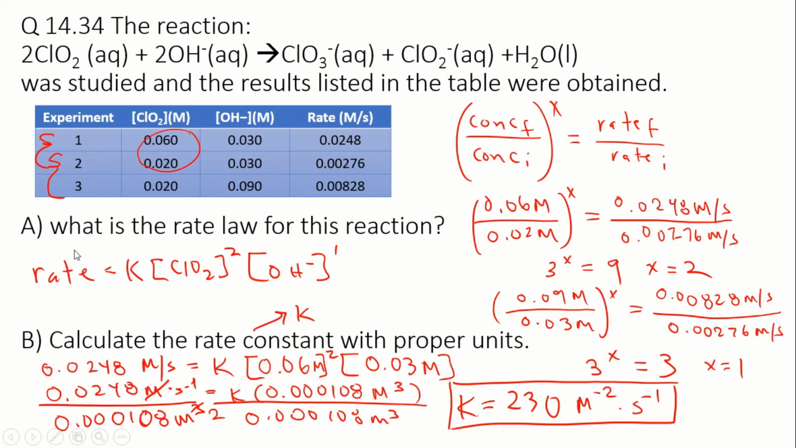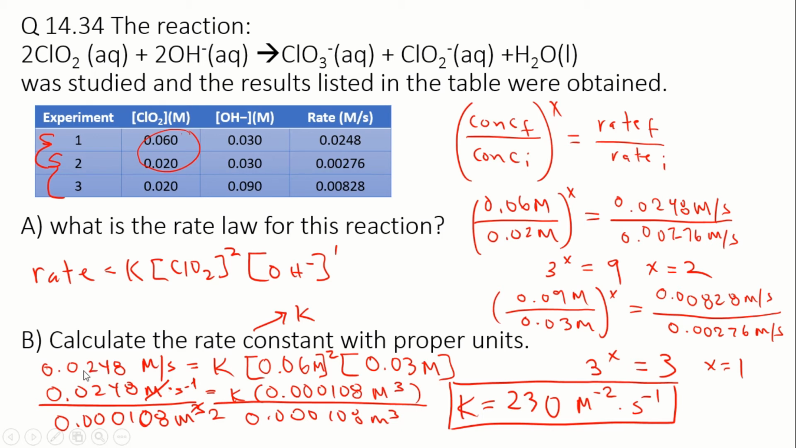And then the second part of this question, calculate the rate constant with proper units. Well, all we need to do there, we know the rate law now. So now we just want to plug in basically one of these experiments. We're going to plug in this concentration, this rate, and we're going to solve for the rate constant K. You could do the same with experiment 2 or experiment 3. The important thing is you need to use concentrations and rate all from the same experiment. So that's what I did down here. I just used experiment 1.